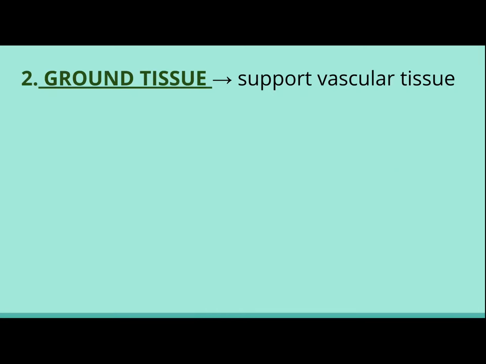Now, the second type of tissue that you have is the ground tissue, and the ground tissue supports the vascular tissue. It's also used to store sugars, okay? The ground tissue would be like that gooey stuff. If you suppose you broke a flower stem and all that gooey stuff that's inside, that's the ground tissue, okay?